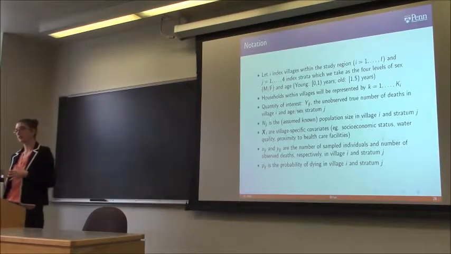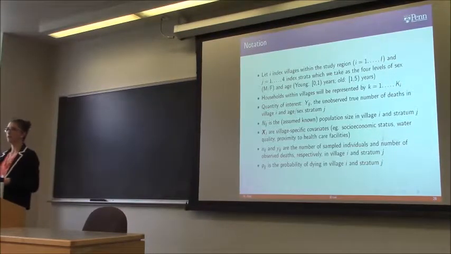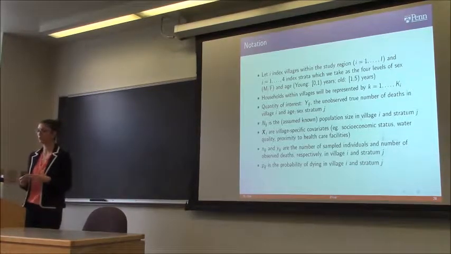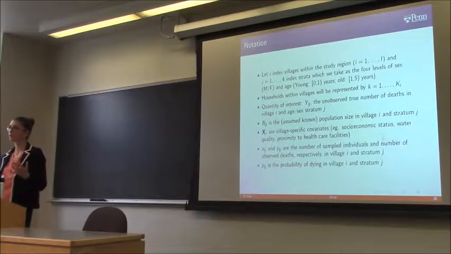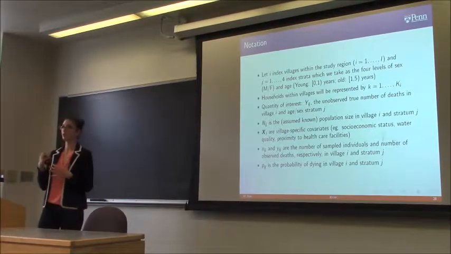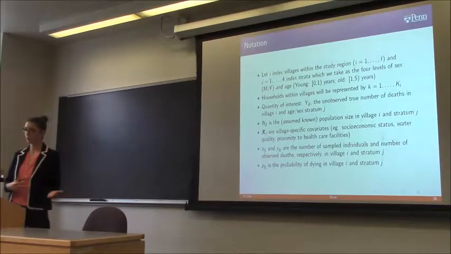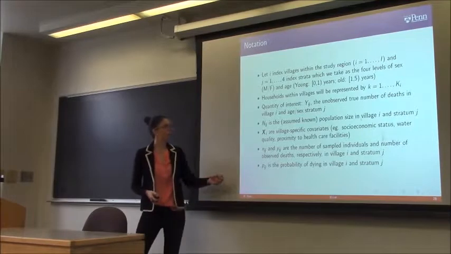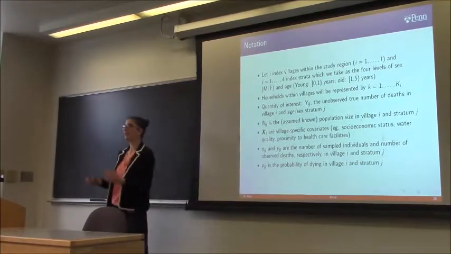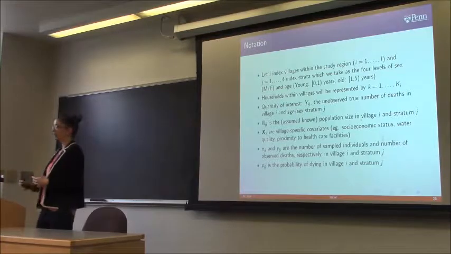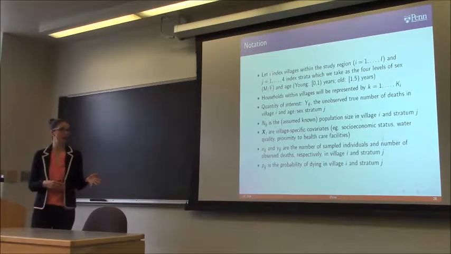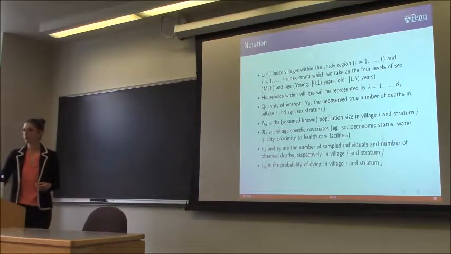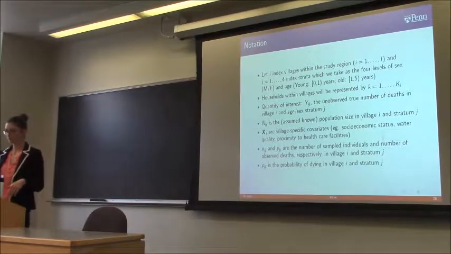So that might be things like socioeconomic status. In South Africa, what might be important is water quality or proximity to a water source. Could also mean proximity to a healthcare facility. Could mean access to some kind of transportation in order to get you to a healthcare facility. Things like that. And then we'll denote little n and little y as the number of sampled individuals and the number of observed deaths in village i and stratum j. And finally, p_ij, which is the probability of death for a given village and stratum.